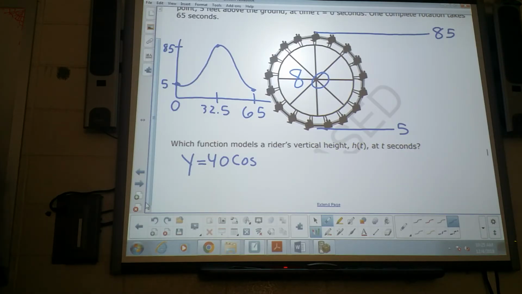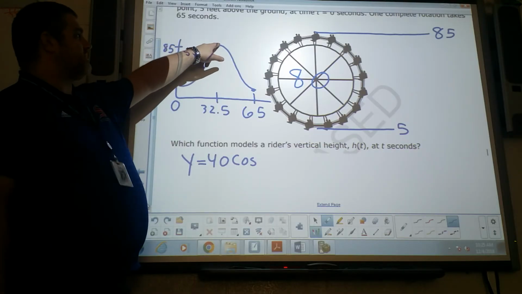How is this cosine? It doesn't look like cosine. Doesn't cosine start at the top?